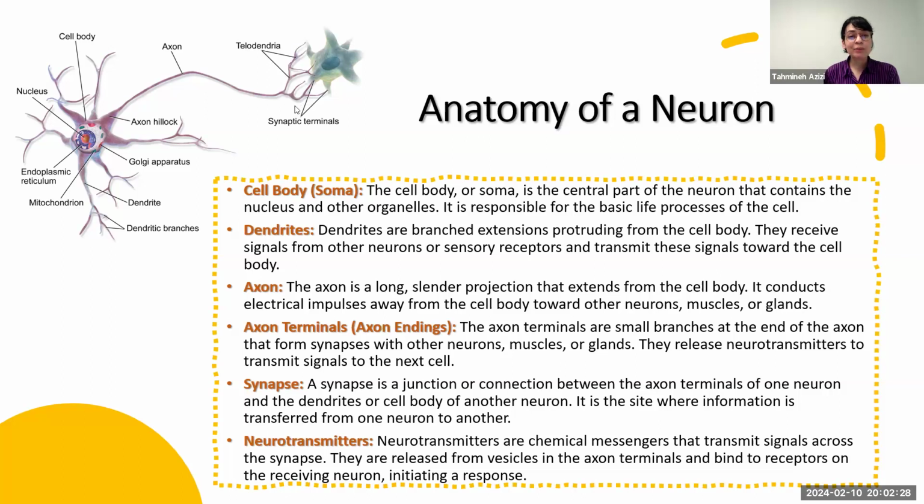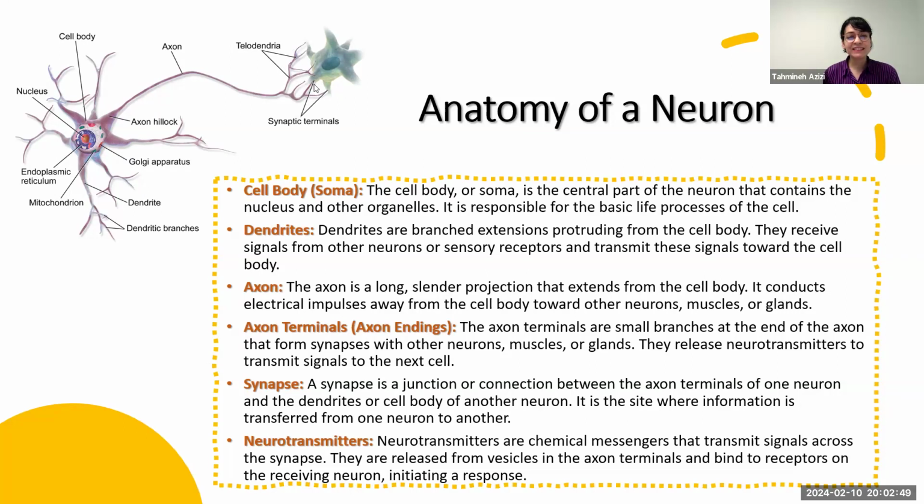We are going to talk now about axon terminals. These are small branches, and as you see, their size is smaller than the dendrites. They are at the end of the axon, and what they do is release neurotransmitters to transmit signals to the other cell.